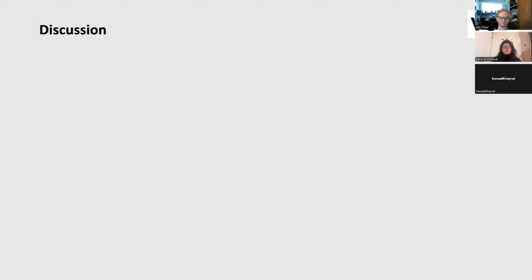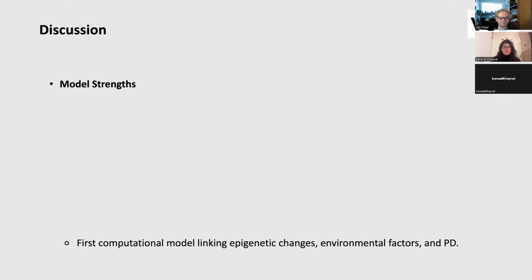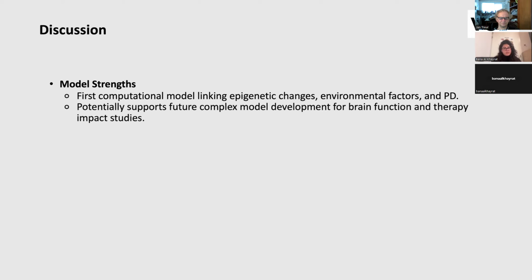So now that we have seen the results, let's discuss the significance of this model, its limitation, where we can go from here. So regarding the significance, to start, this is the first computational model to link epigenetic changes with environmental and cellular interactions in neurodegenerative diseases like Parkinson's disease, as we used in this model. We think this is a big step forward because it helps us understand how these interactions play out across multiple biological levels.